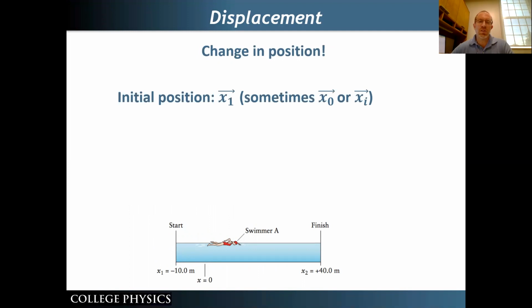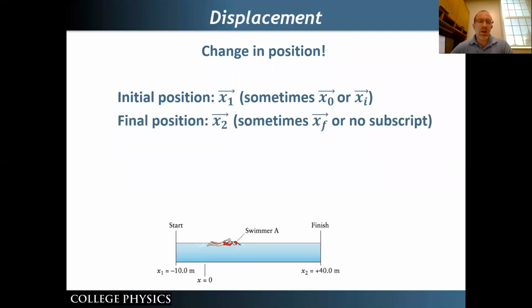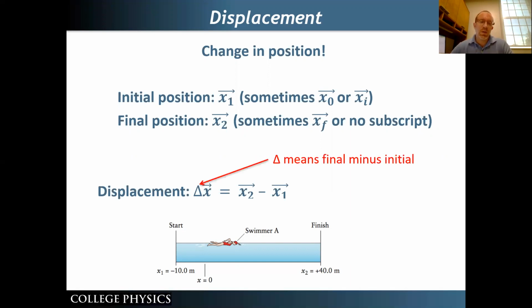So if I've got some initial position, which I can denote x sub 1 or x sub 0, called x naught, or x sub i, where i stands for initial, and then I've got a final position, which we could call x sub 2 or x sub f, or just plain x, then our displacement is going to be the difference in our final position minus our initial position. And notice that those are vectors. So not only do we have size information, we also have direction information too, and we have to keep that direction information in mind. The delta, that triangle, means final minus initial.